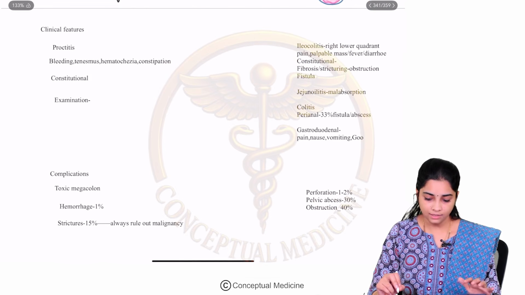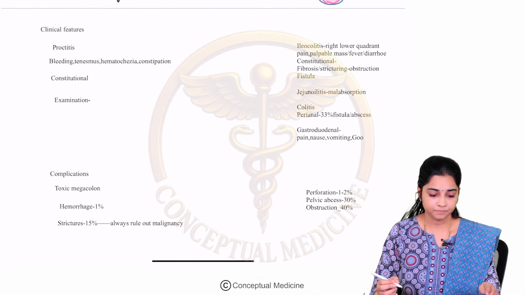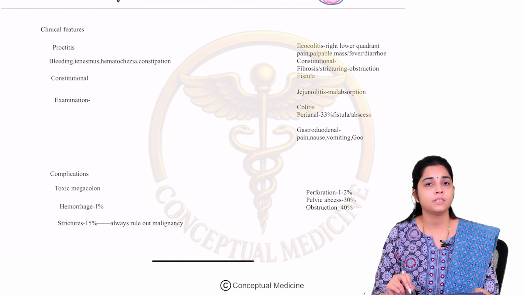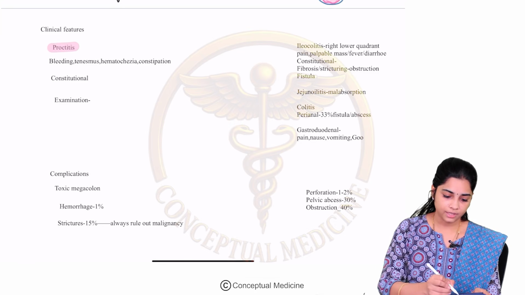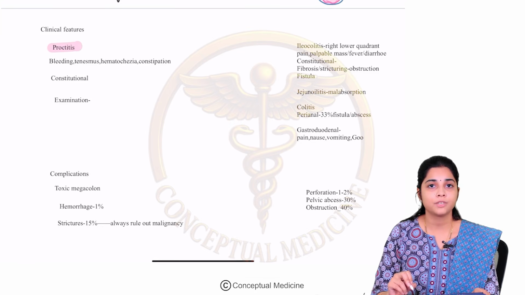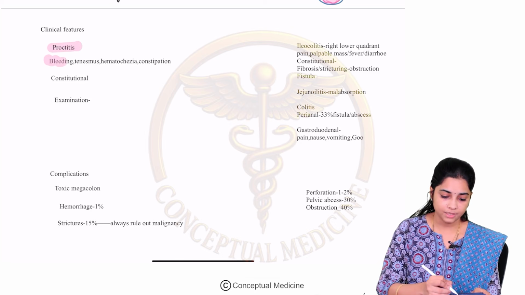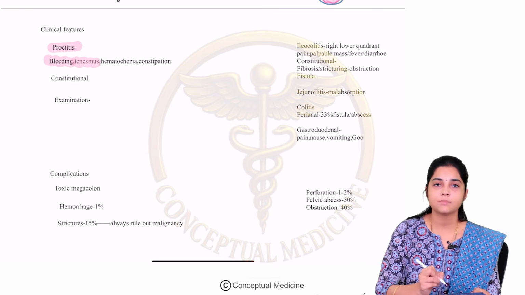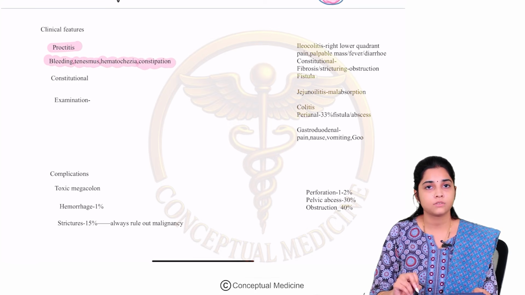Now let us understand the clinical features and differences between ulcerative colitis and Crohn's disease. We have just learned that ulcerative colitis is predominantly a limited disease, limited to the rectum. So the clinical feature is proctitis. Proctitis means inflammation of the rectal and the anal canal. So how does proctitis present? There can be bleeding, fresh blood per rectum, tenesmus, hematochezia, and constipation.